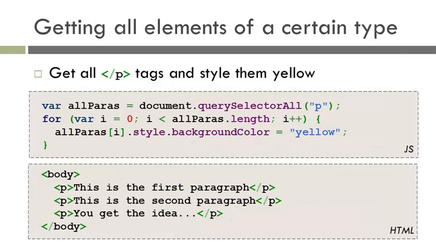Here is an example of getting all of the p tags on the page and styling them yellow. First of all, we will use document.querySelectorAll to get all of the p tags in the document. Then we will use a for loop to loop through each of these elements and then apply a background color of yellow.